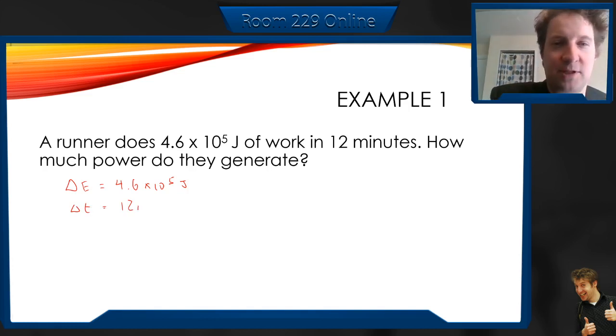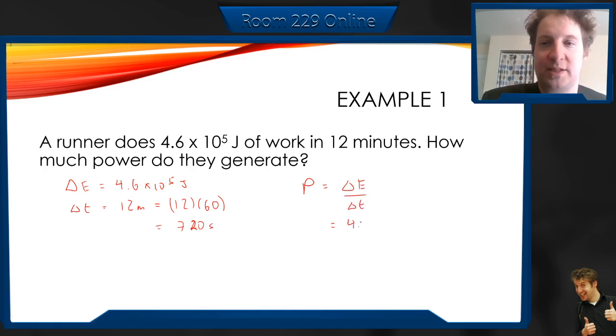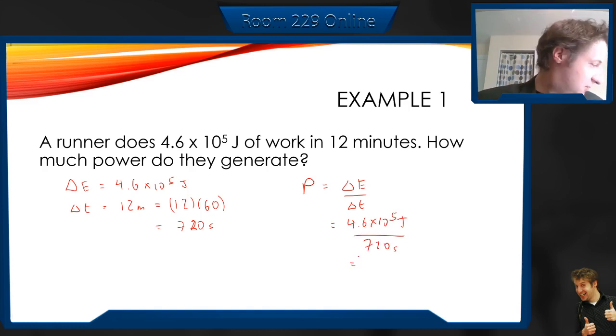And we can't just divide the energy by the time in this case, because we have to convert this to seconds. So that will be 12 minutes times 60, which will give us 720 seconds. 12 minutes is 720 seconds. So therefore, power is equal to the energy divided by time. So that gives us 4.6 times 10 to the 5 joules divided by 720 seconds.